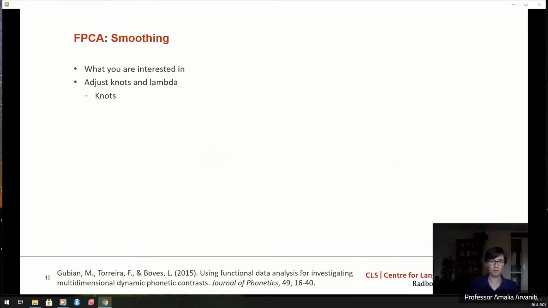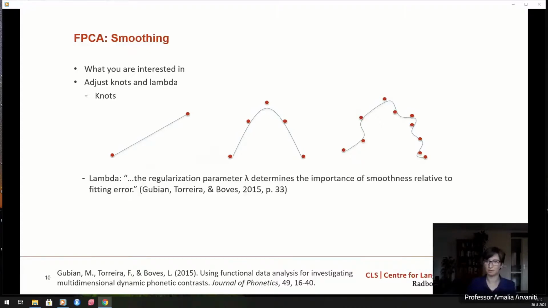Typically, FPCA uses B-spline smoothing, and what you as a researcher can do is adjust the knots and lambda. Knots can be thought of as degrees of freedom, points where the curves can change direction. And here I have some illustrations so you get an idea of the thought behind it. These knots here are represented by the dots. So you can see that a straight line has fewer dots than things such as the wiggly curve on the left. So depending on the knots, you may be overfitting your data. I'll talk about this in a second.